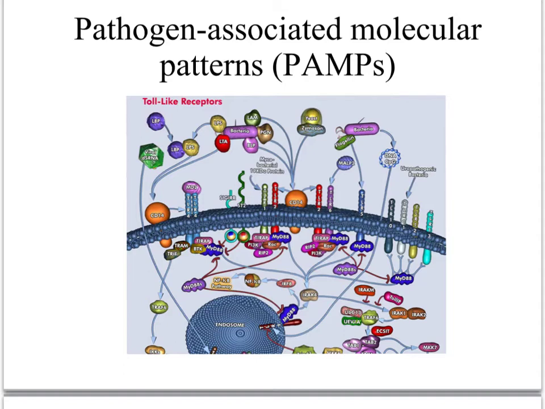TLR stands for toll-like receptor. Toll-like receptors, again, are found on host cells. PAMPs are found on the surface of pathogens, bacterial, viral, parasitic, whatever. PAMPs associate with toll-like receptors. So imagine you're a host immune cell, you're hanging out, you have your toll-like receptors, and they're just minding their business. There's nothing bound to them at this point.